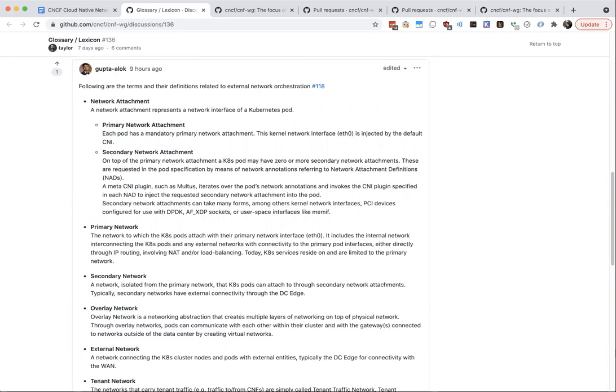Another quick comment: the network attachment, talking about primary and secondary, that's very Multus-specific, and maybe it's even going into too many details, talking specifically about the relationship to pods.